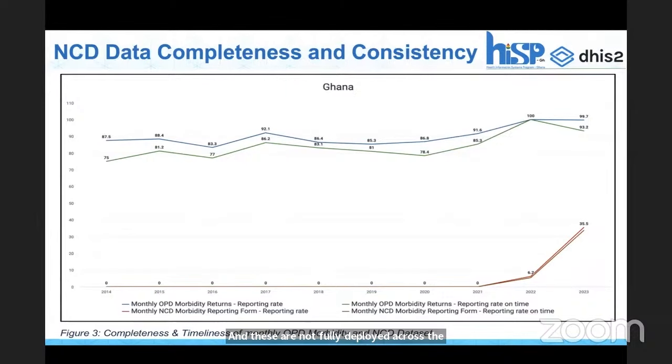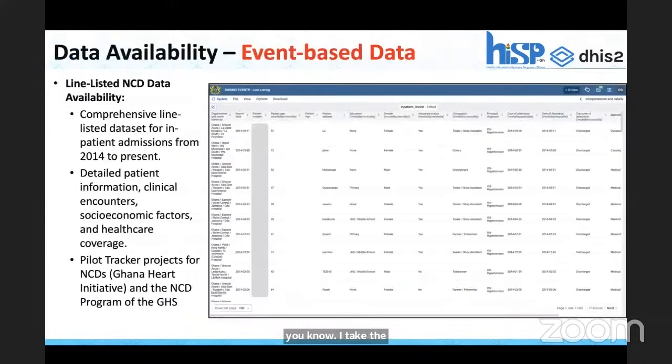And so it's averaging around 5% completeness at the time. With regards to event-based data, what we found out was that the country also has what is called an event instance that deals with inpatient morbidity line listing that captures key demographic information and clinical tests of clients that are admitted, with extensive information about NCDs.